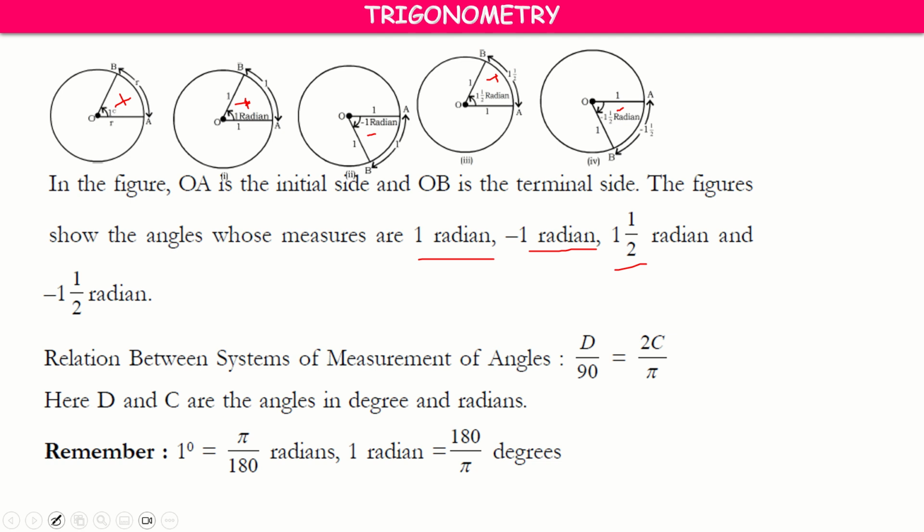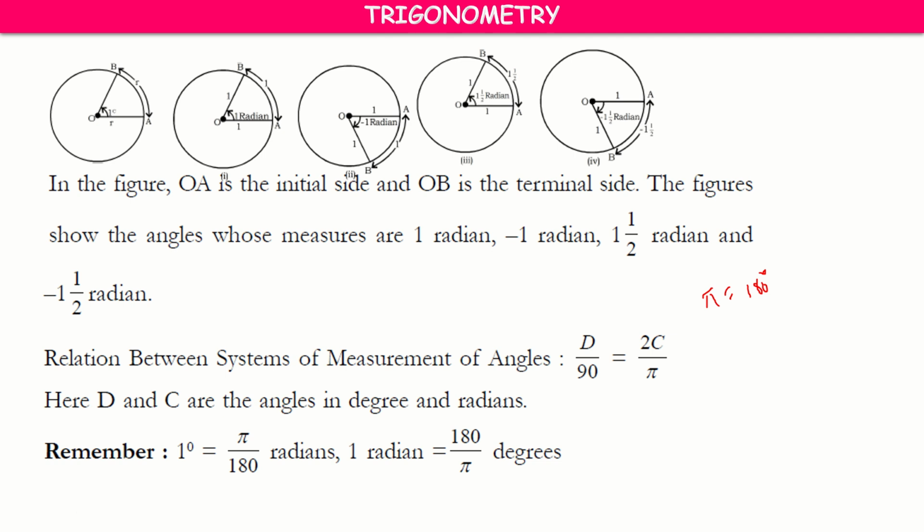What is the relationship between the sexagesimal system and the centesimal system, and radians? See, 1 degree is equal to 2c by pi radians. Pi is equal to how many degrees? Pi is equal to 180 degrees, which we normally take. So here 1 degree is equal to pi by 180.